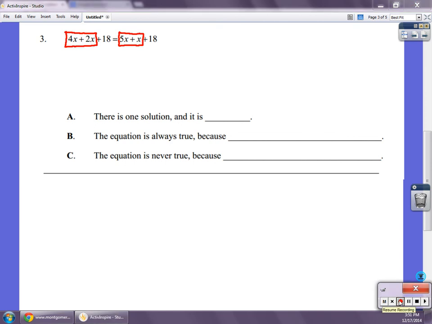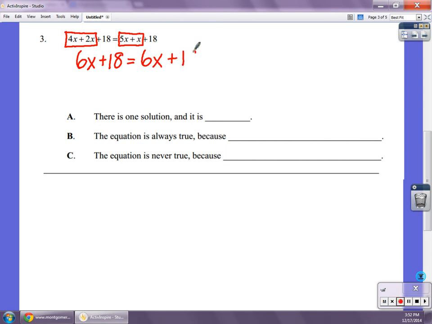Okay, so on the left side, we have 4x plus 2x is equal to 6x. And I'm going to bring down our positive 18. On the right side of the equation, we have 5x plus x. Well, this is also equal to 6x plus 18.